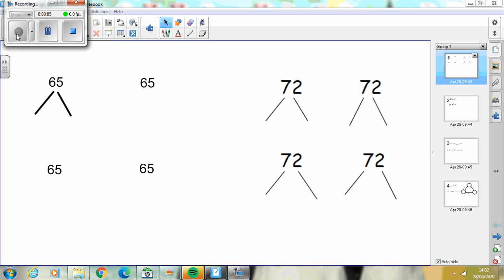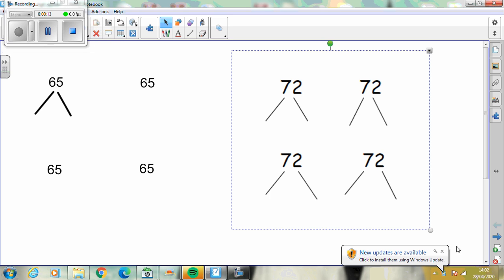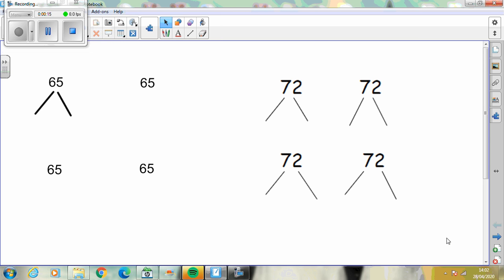Hello there, I've just produced this little guide to talk you through partitioning two-digit numbers. So the 72s have come up on the home learning task for this week. So I'll talk you through a quick example with 65 to show you how it works, and then you can apply it across to the 72s.